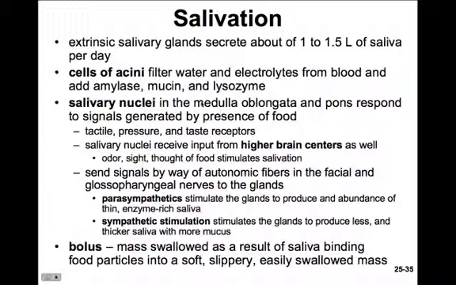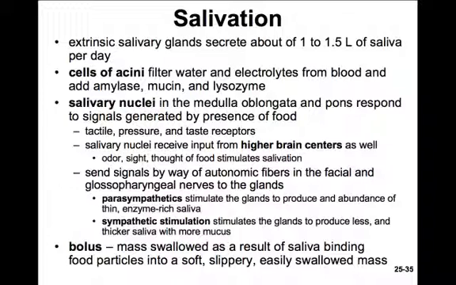We produce a lot of saliva each day, 1 liter to 1.5 liters. The cells of the acini are going to filter water from the capillaries around the mouth. The cells of the acini are going to filter water and electrolytes from the blood and add amylase, mucin, and lysozyme.